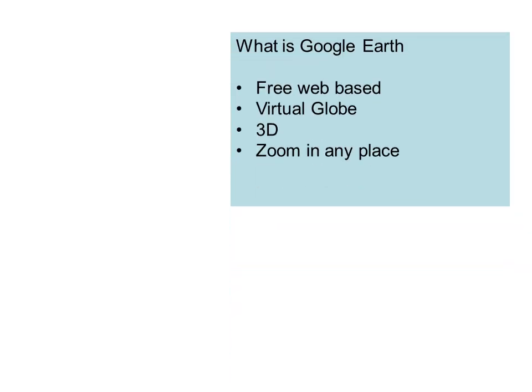So what is Google Earth? Google Earth is this free web-based sort of pseudo GIS. It works off of a virtual globe in 3D, allows you to zoom in. You can do some querying and some analysis, but it is somewhat limited. I think it probably technically meets the definition of a GIS, but it's not as powerful per se as something like QGIS, ArcGIS Online, ArcGIS Desktop, or Pro.